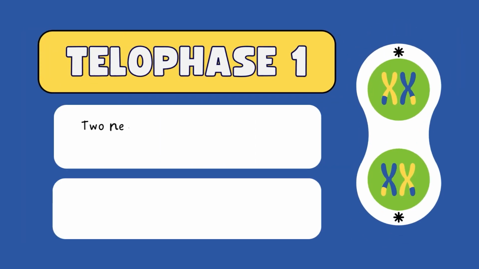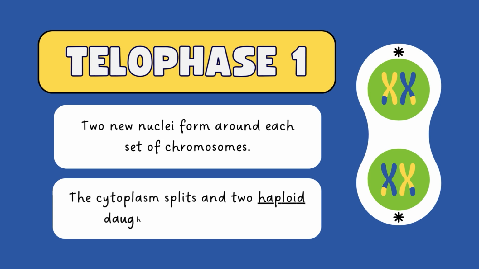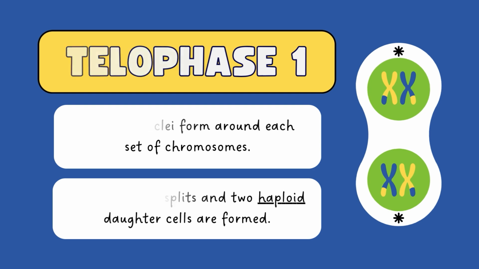Now let's look at the fourth phase of meiosis, which is telophase 1. Now, what happens in telophase 1? 2 new nuclei form around each set of chromosomes. The cytoplasm splits and 2 haploid daughter cells are formed. Haploid means that each cell has half the number of chromosomes as the parent cell.